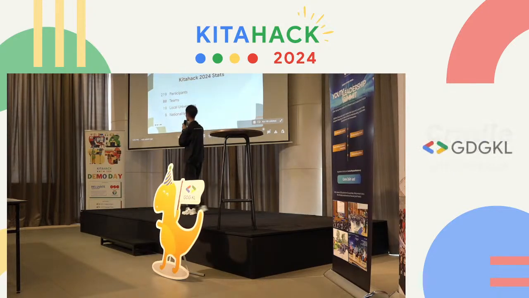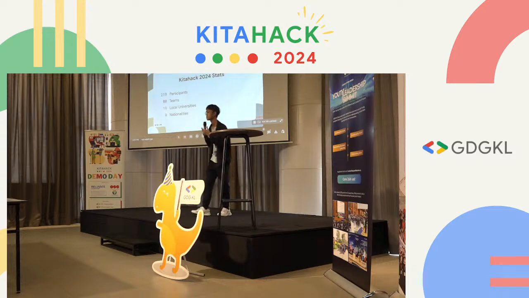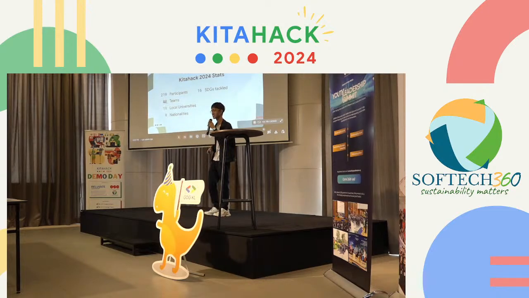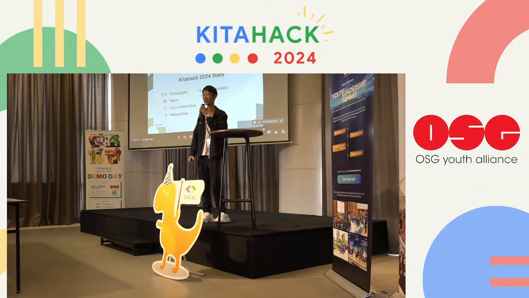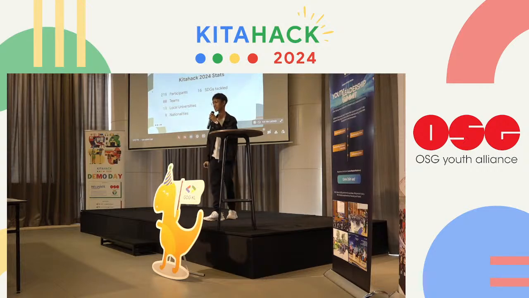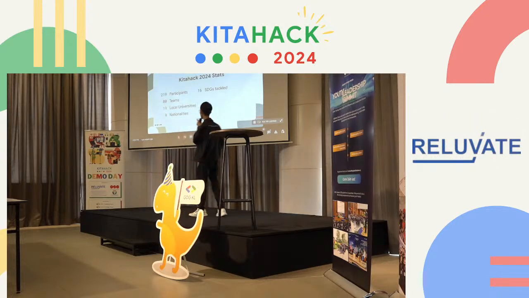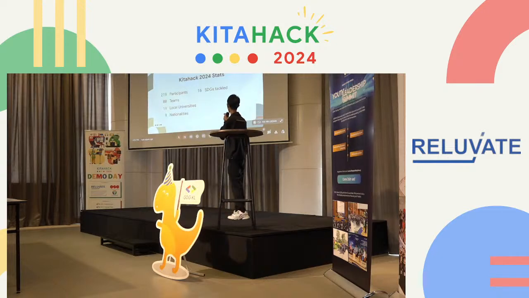Another very impressive thing is that we have participants of 9 nationalities. Most of them are Malaysians, and we also have Indonesians, some from the Maldives, and many more. For the SDGs this year, very unluckily, only 16 of the 17 SDGs were tackled. The only SDG not tackled is SDG 6, which is related to clean water. I don't know why. Maybe you think water is already clean in Malaysia.